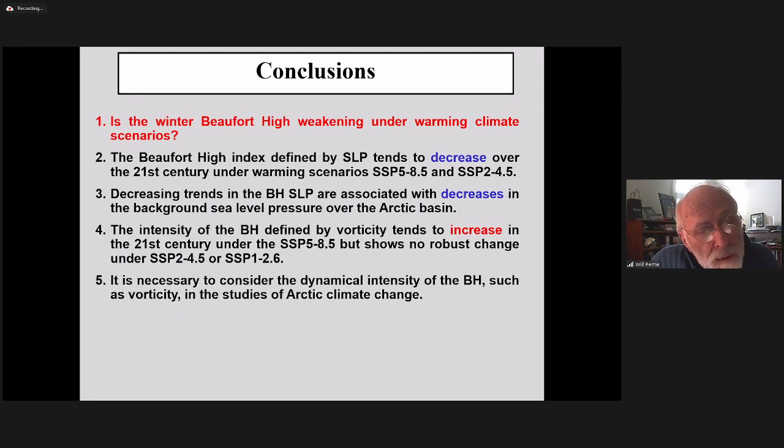So we leave this presentation with the idea that it's necessary to consider the dynamical intensity of the Beaufort High, such as vorticity, rather than merely the thermodynamic indicators, which would be sea level pressure, in studies of Arctic climate change. And that's all that I have to present.